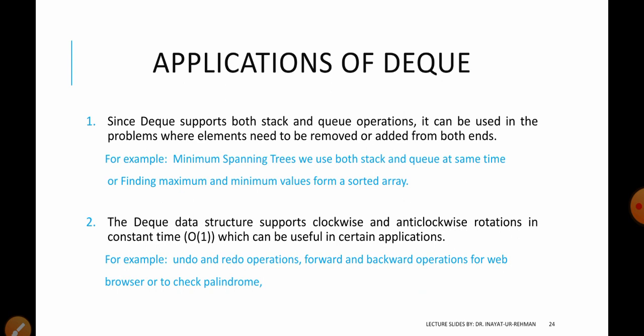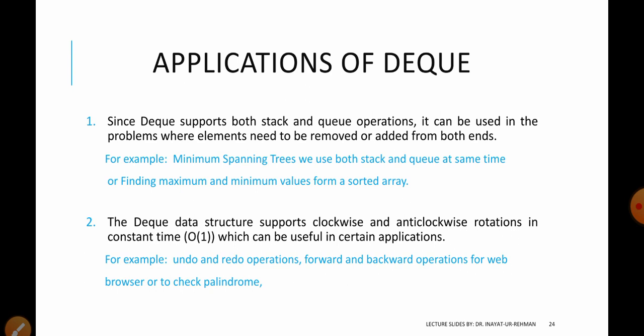Like in minimum spanning tree, or in applications in which we find maximum and minimum value from a sorted array in constant time, we prefer double-ended queue, as it supports the clockwise and anti-clockwise operations. So it is used in applications where we have to perform both types of operations, like in MS Word we apply undo and redo, and in web browsers we apply backward and forward operations.